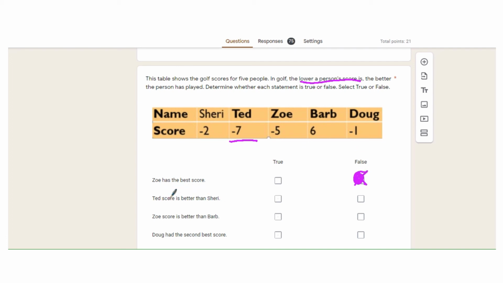Ted has a better score than Sherry. Sherry has a score of -2 and Ted has a score of -7. Since Ted's score is lower, and the lower the person's score, the better, that is going to be a true statement. Zoe has a better score than Barb. Barb's score is 6 and Zoe's score is -2. Since Zoe's score is lower, that is a true statement. Doug had the second best score. The lower a person scored, the better. Ted came in first place because he had the lowest score. The second best score, so the second lowest number, is going to be Zoe with -5. So this is a false statement.